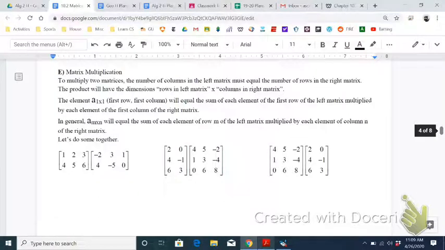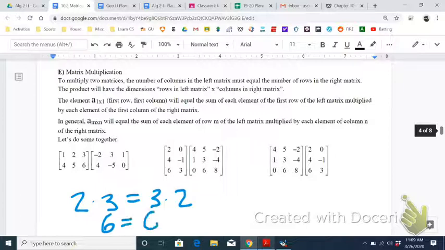Matrix multiplication. First thing I'll say is that order matters with matrix multiplication. When it comes to regular multiplication, like 2 times 3, order doesn't matter because that's equal to 3 times 2. They're both equal to 6. That's called the commutative property. Multiplying real numbers is commutative, which means we could do it in either order.